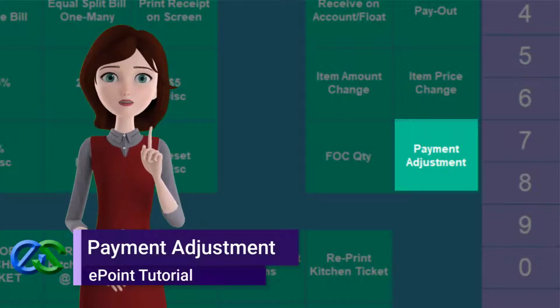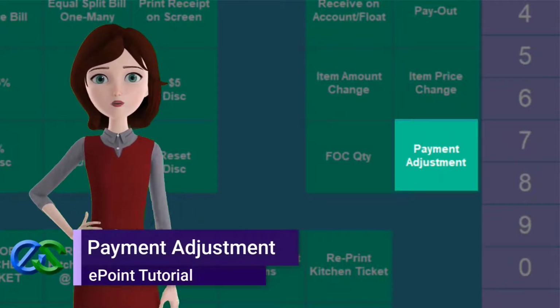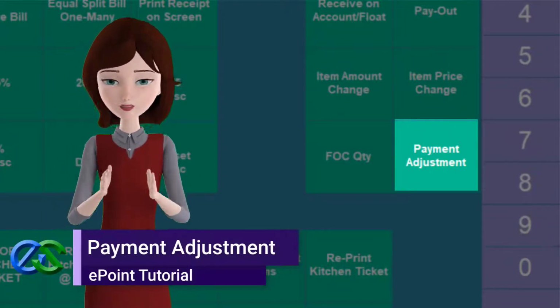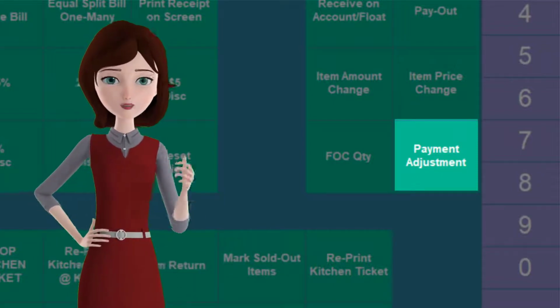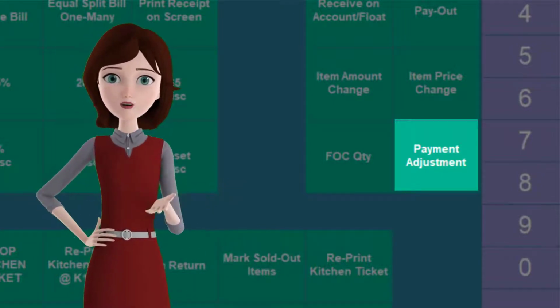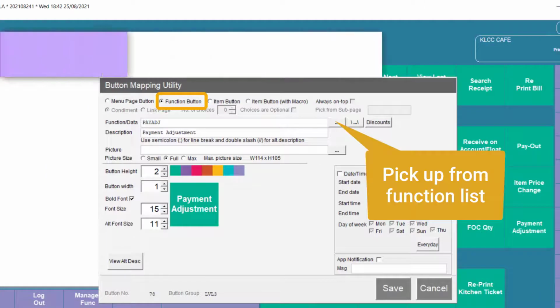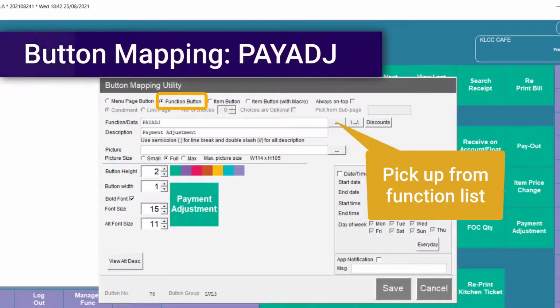Today, I am going to share how our payment adjustment function works. Payment adjustment function is where you would like to change payment type on a settlement bill. How to get here? You may refer back to my previous tutorial.